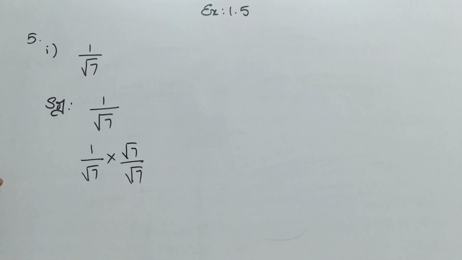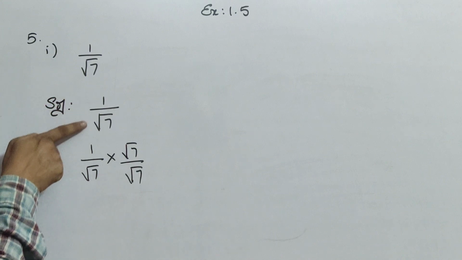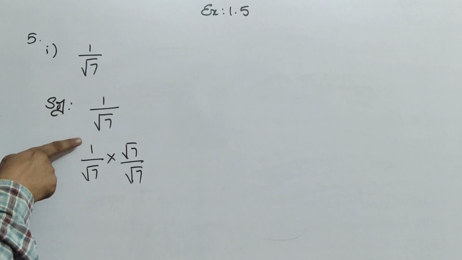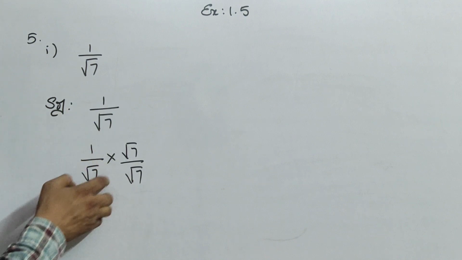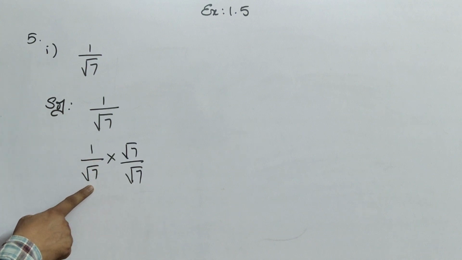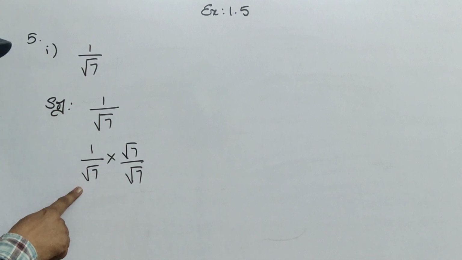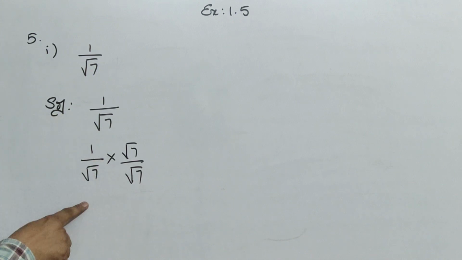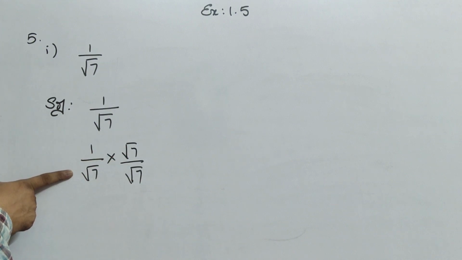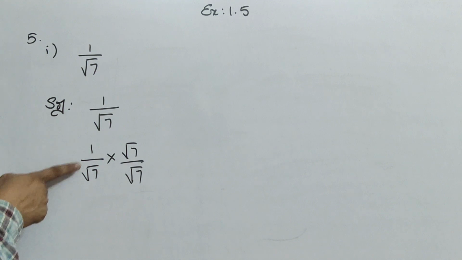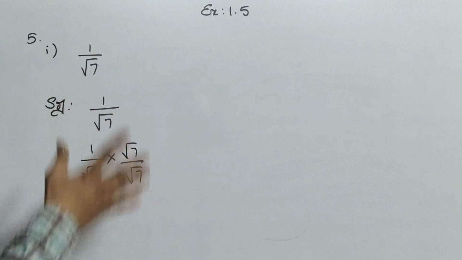Listen very carefully. You may get doubts about what this completely different sum is. 1 by root 7 is there. Not only 1 by root 7, but anything, 1 by root 3, root 5, whatever it may be, where there is only a single number in the root, you have to multiply both numerator and denominator with the same denominator. What is the denominator given here? Root 7. When you want to simplify, it asks clearly to rationalize the denominator.